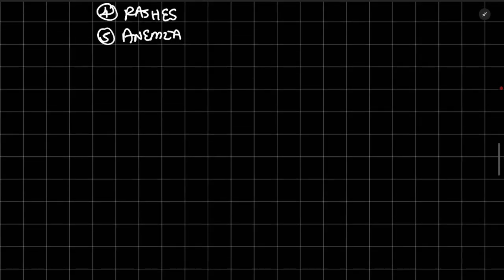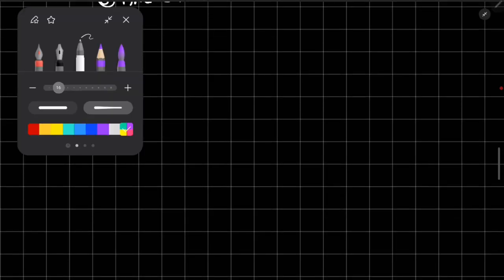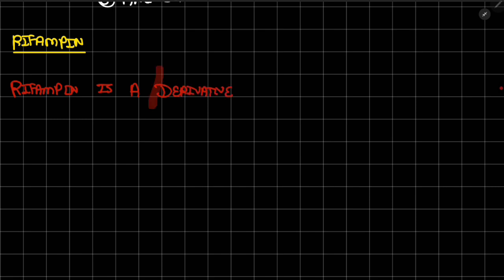Now coming to the second drug, R, rifampin. Many people get confused between rifampin and rifampicin. So the first point itself says rifampin is a derivative of rifampicin.